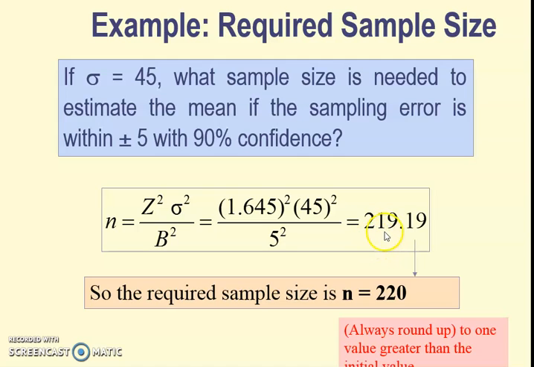So solve, we got 219.19. So the required sample size, we're always going to round up to the greater value. So it's going to be n equals 220.